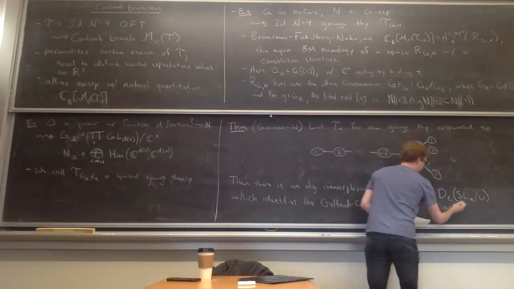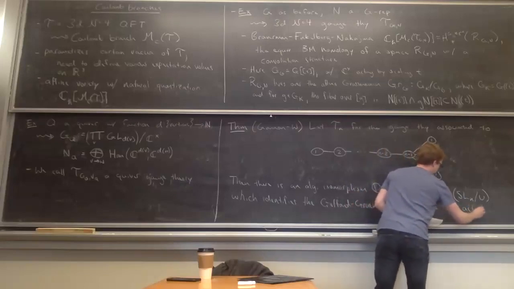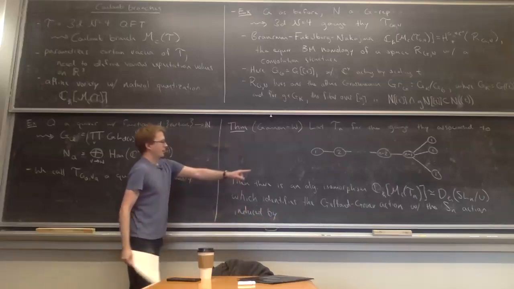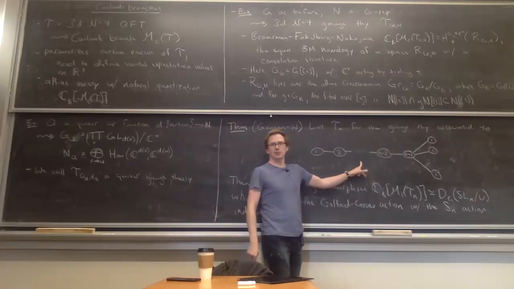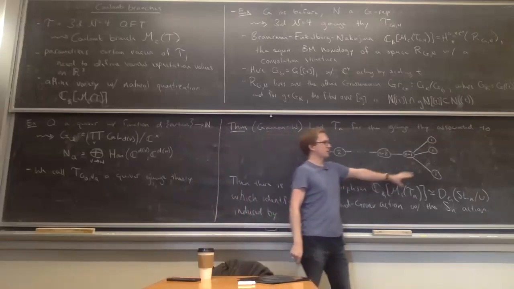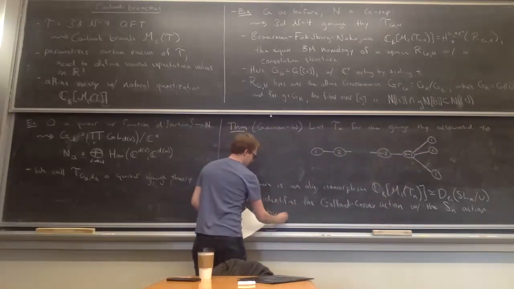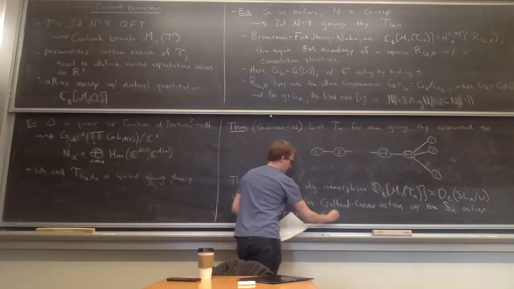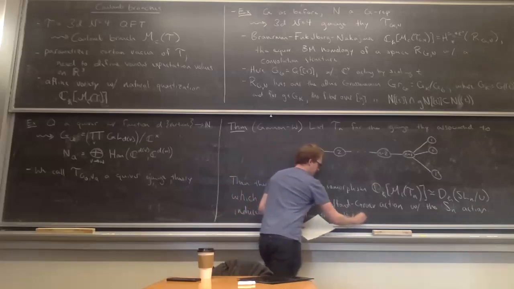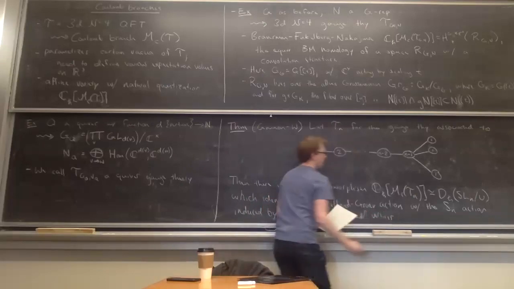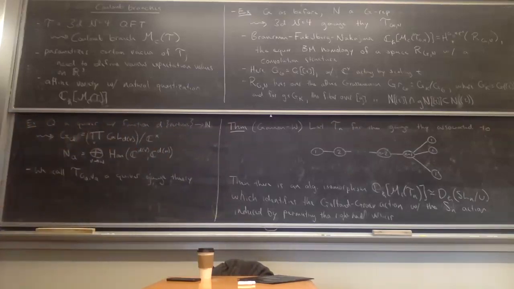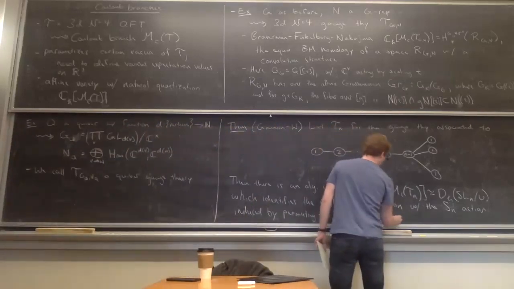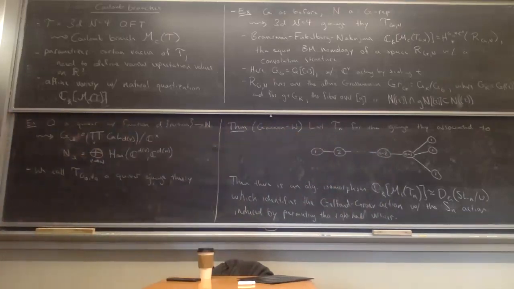So this is identified with the S_n action induced. So this Coulomb branch will inherit an action by any symmetries of this graph. And of course, there's an obvious S_n action on this graph just by permuting the vertices over here. Cool. And there are some other structures, gradings, et cetera, that are present that this plays well with.